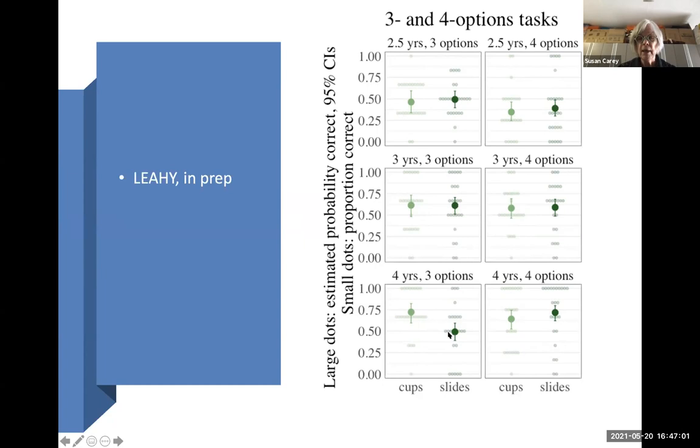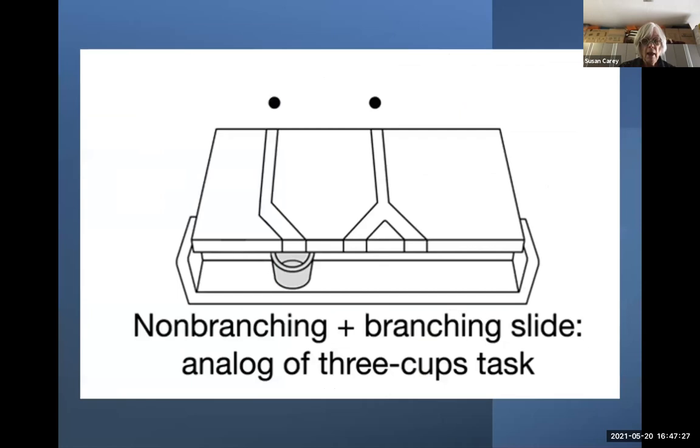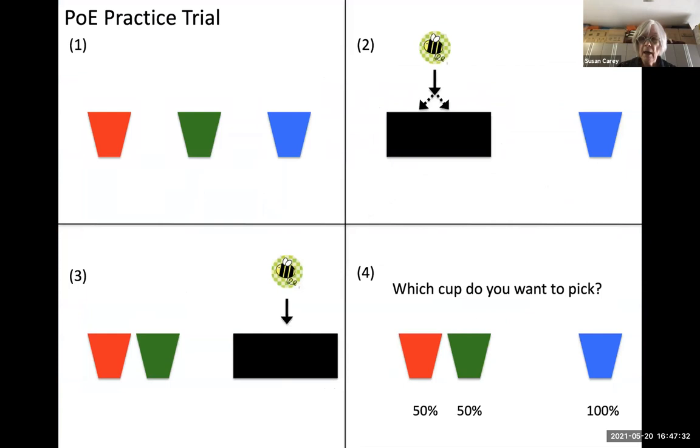We replicated this, getting rid of that, and again got exactly the same distributions. So there's absolutely no evidence here that the problems in the three cups task are due to the working memory demands of the task. Now, they might be due to some other demands of the task, but you have to come up with what they might be and test them. Okay, so what's the significance of this 50-50 performance?